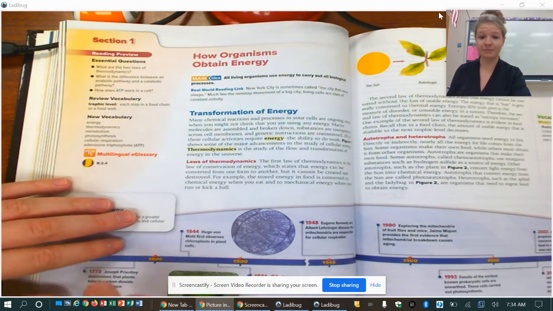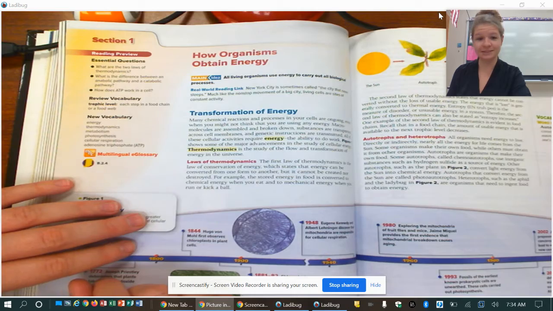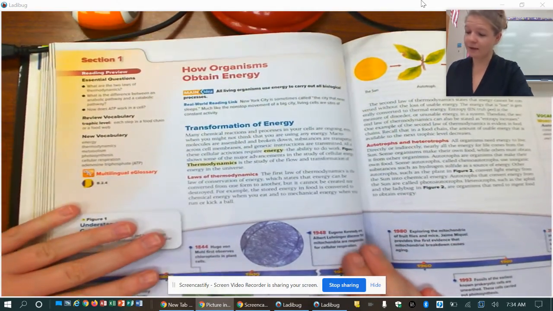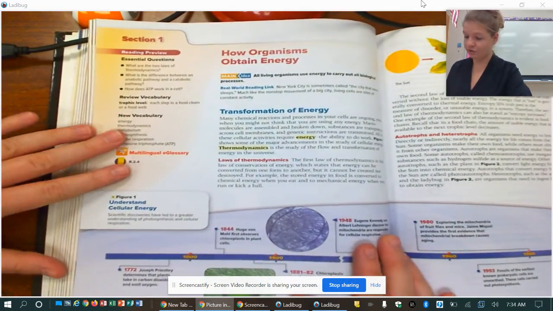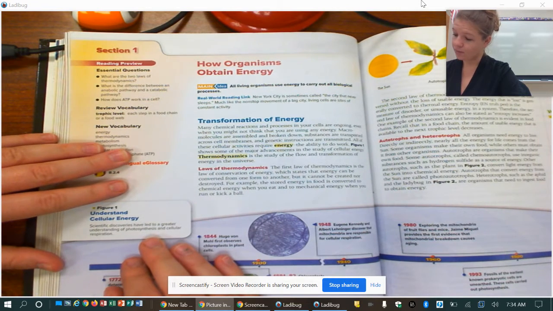All right, guys. So remember, we're old pros at this now. Let's go through and let's see what we got. So the main idea, I'm right here on page 218. All living organisms use energy to carry out all biological processes.